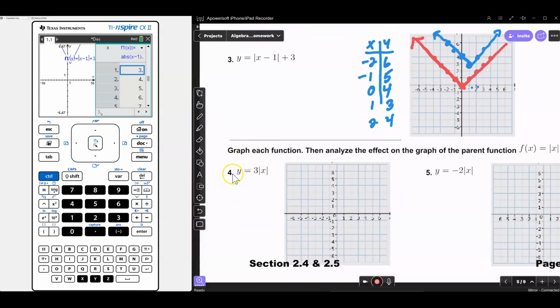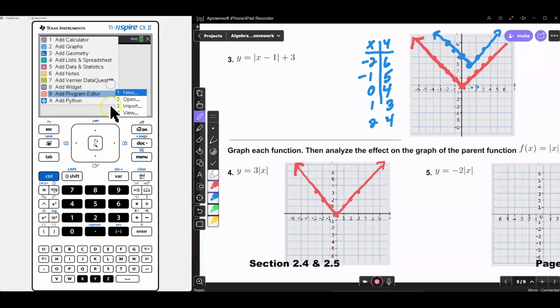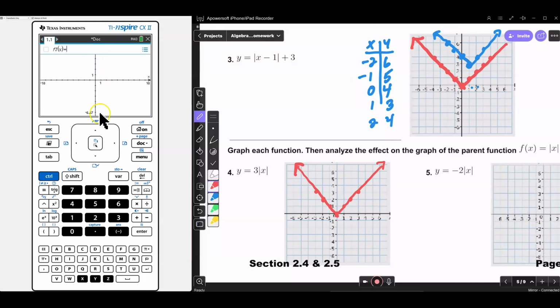We're going to go ahead and graph this function here. All right, we're going to analyze the effect. I'm going to draw the parent function once again. So the parent function is 0, 0, 1, 1, 2, 2, 3, 3, and so on here. -1, 1, 2, -2, -3, and then I'm going to connect the points. What I'm going to do now is I'm going to go to my graphing calculator, and I'm going to go ahead and do a new graph. So I'm going to add a graph.